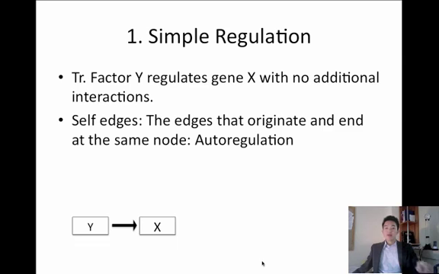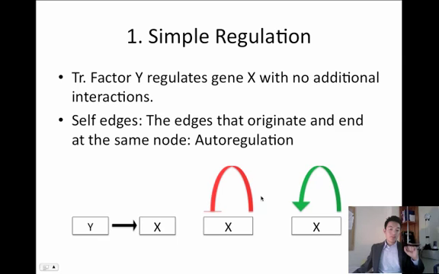That's it. Now, on certain occasions, gene X tends to have a self-edge, in which case that would be called an autoregulation. So autoregulation could be either a repressive activity or an activation activity. In this case, X represses itself, and in this case, X activates itself. This kind of regulation is called a negative autoregulation, and this is called a positive autoregulation. Let's look at them in detail.